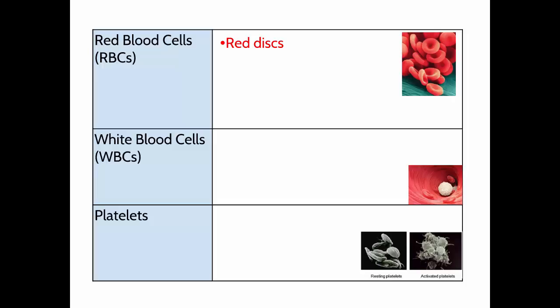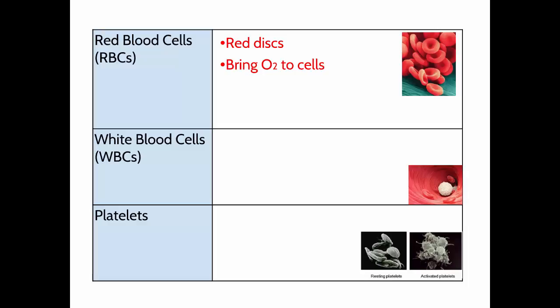So, the red blood cells, we often abbreviate RBC, red blood cells. And they are shaped like these discs. They're kind of like a bagel shape. They're circular. They have little indentation in them. But they do not have a hole in the middle. So they're just sort of indented there.